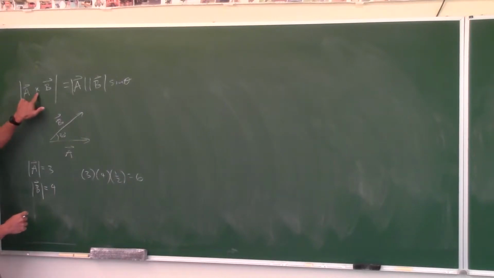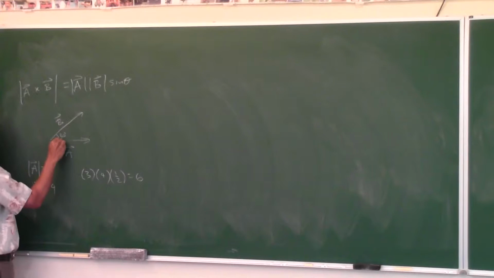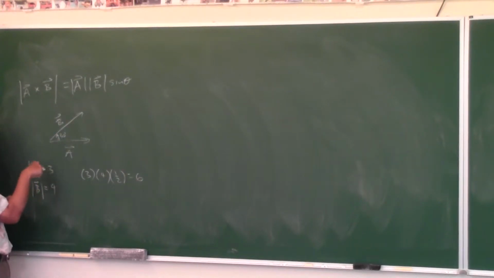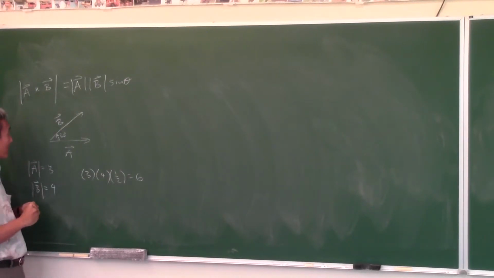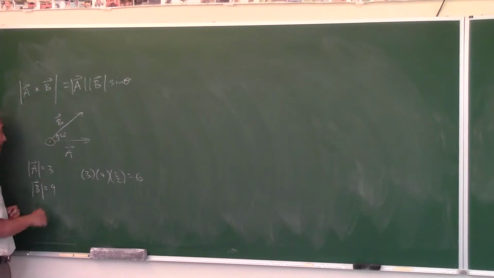Now, A cross B. Notice A comes first, because of the commutative property, A cross B is not equal to B cross A. So the shortest way to go from A to B is this way, counterclockwise. You take out your right hand and curl your fingers counterclockwise. The direction your thumb is pointing is the direction of the cross product. So if A looks like this and B looks like this, the cross product is pointing that way. How do you draw a vector pointing that way? Like that. It's like the arrow coming straight out at you.